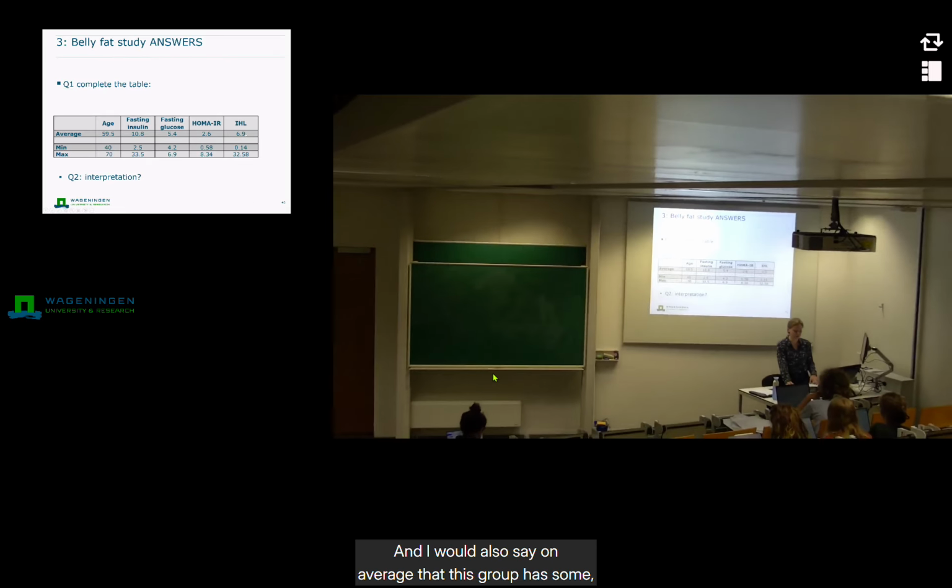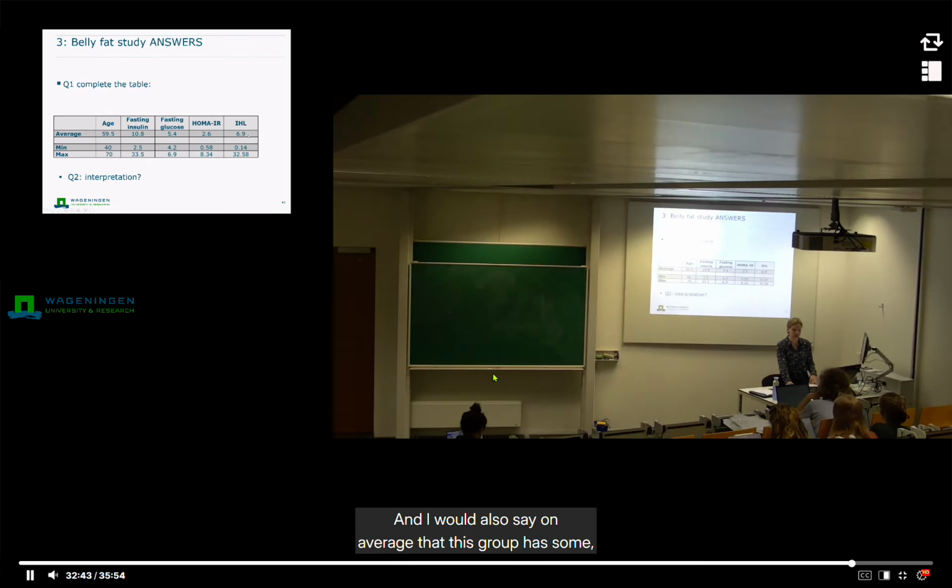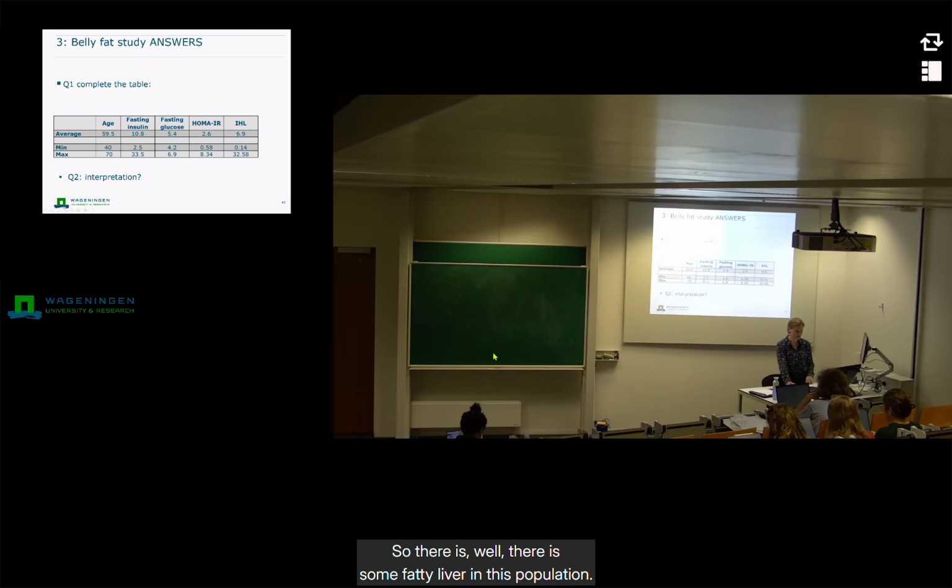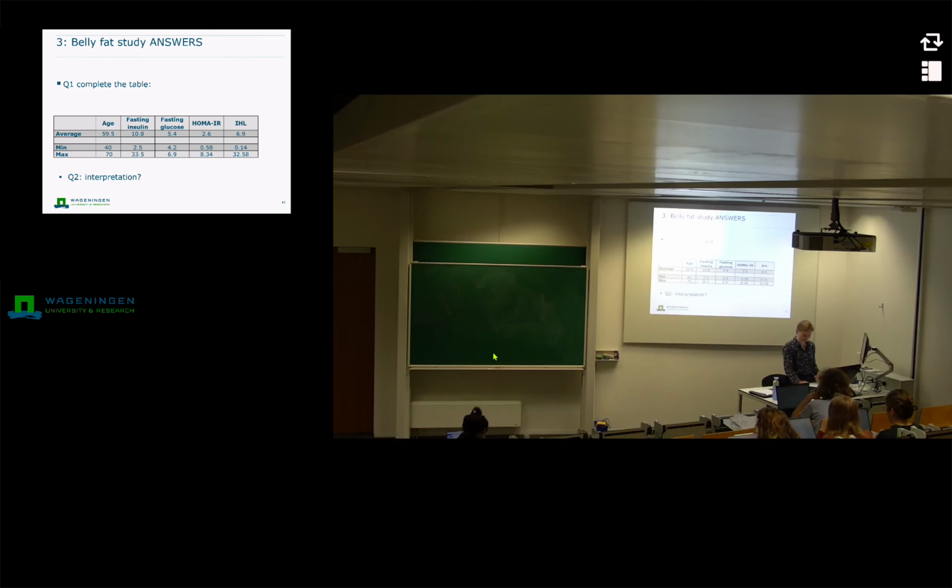And I would also say on average that this group has some liver fat that is above the threshold to be classified as healthy. So there is some fatty liver in this population.